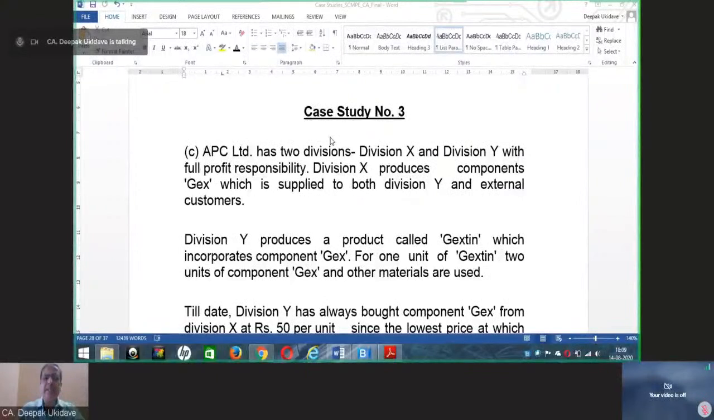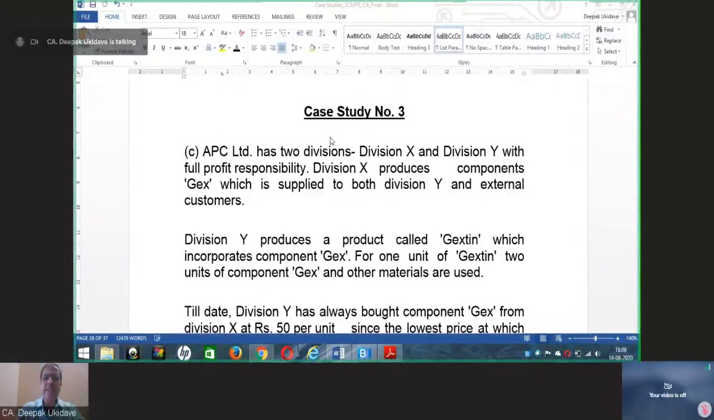Now all of you can read this figure. 48 lakhs is the total contribution. So division X makes a contribution of 41 lakh 60,000 from external sales and 48 lakh contribution from internal sales. I think these figures are self-explanatory.